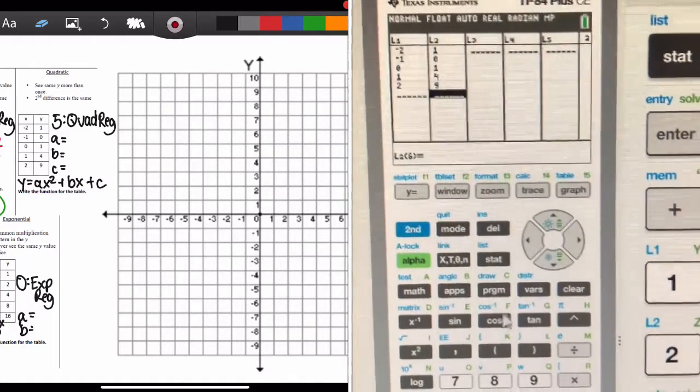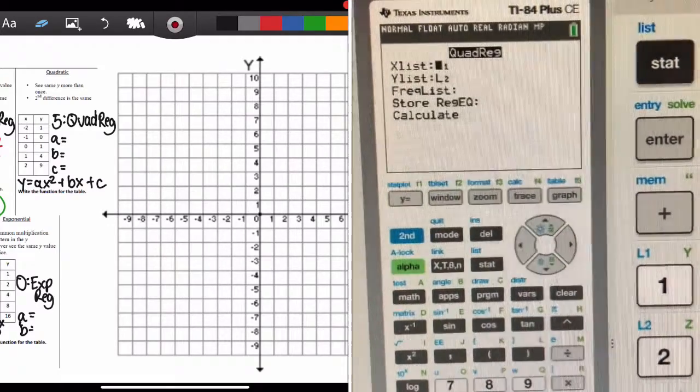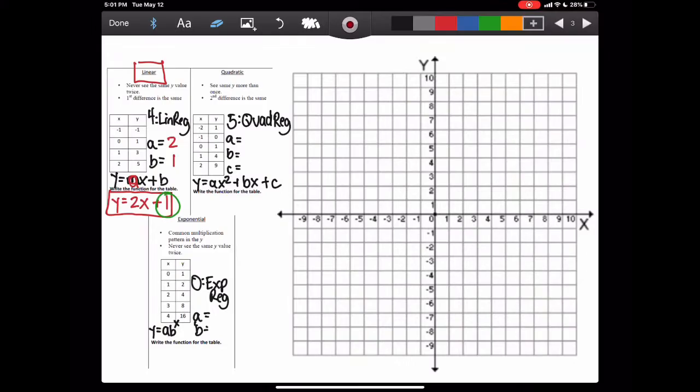Okay, I'm going to go to stat again, over to calc. I'm going to hit 5 this time because it's a quadratic function. Enter 5 times. It's going to give me an A, a B, and a C. So for A, I have 1. For B, I have 2. And for C, I have 1. Now I'm ready to write my function. Y equals 1x squared. Do I have to write that 1? I don't. So instead, I can just write y equals x squared plus 2x plus 1.